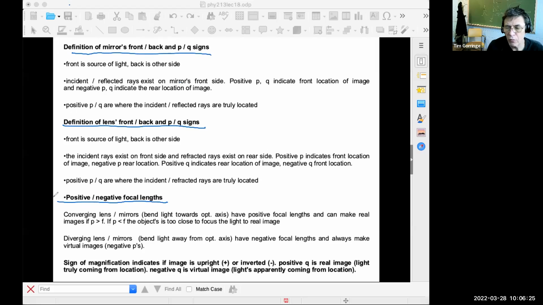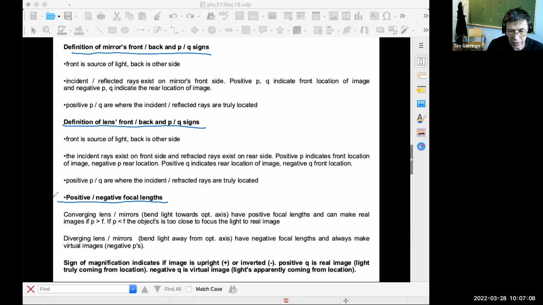What about focal lengths, for both mirrors and for lenses? Focal lengths can be positive and focal lengths can be negative. So what does that mean? Lenses that converge light, that bend the light towards the optical axis, and mirrors that converge light, that bend the light towards the optical axis, have a positive focal length. So that's what we mean by a positive focal length. It's a mirror or a lens that bends the light towards the optical axis. It can actually focus the light to a point.